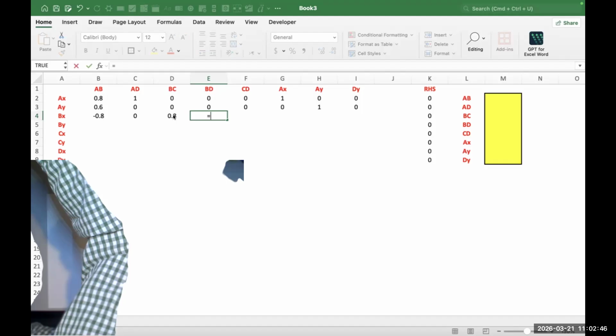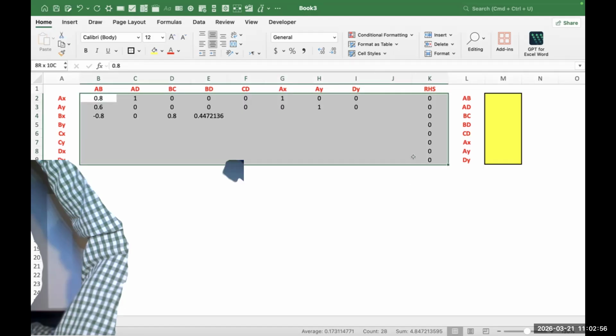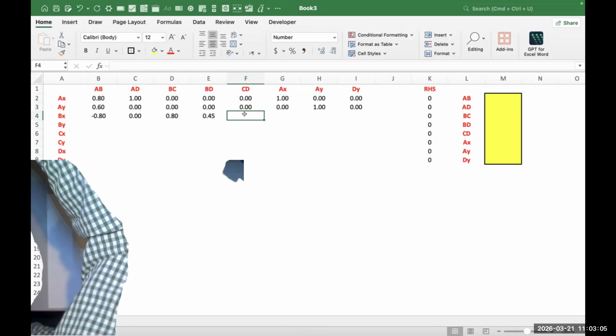So I'm going to write equals 1/√5. Let's make these only 2 decimal places, that's good enough. There is no B here, and there is nothing here, and there is nothing here.